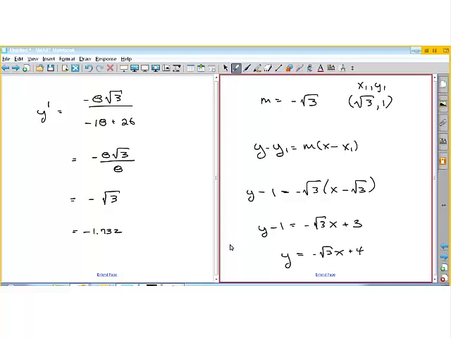So if you look at the graph, you can see the y-intercept is going to be positive 4, which makes sense. You can look at that and say, oh yeah, that's probably right with the slope of 1.7 something. It looks like it's around 4.